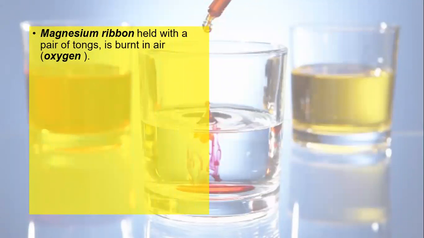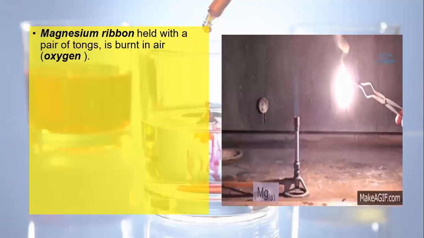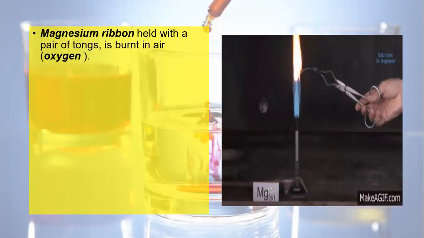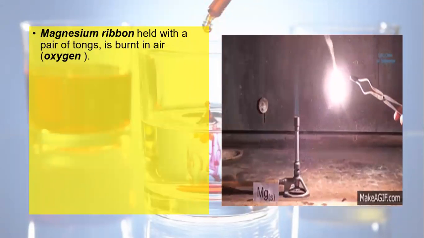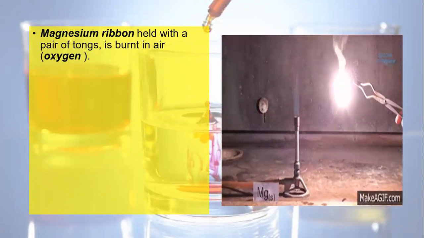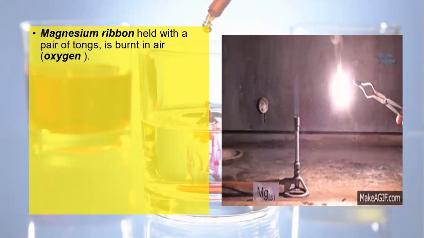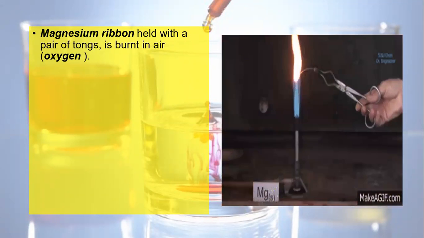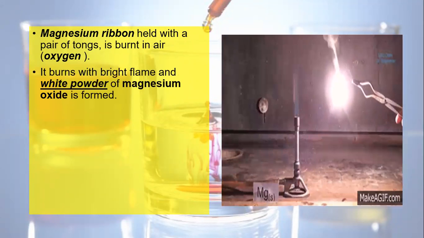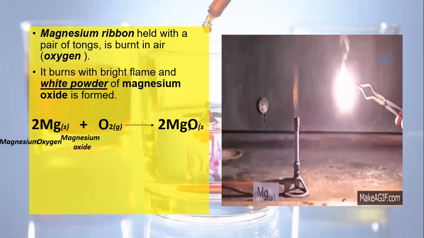So over here, burning of magnesium ribbon. We have to hold the magnesium ribbon with the help of a pair of tongs and burn it with the help of a burner. On burning, as you can see on the screen, we get a very dense white flame, and this magnesium combines with oxygen to give us magnesium oxide. So we get white colored powder of magnesium oxide, and the reaction is this.